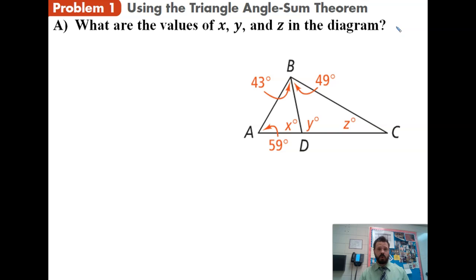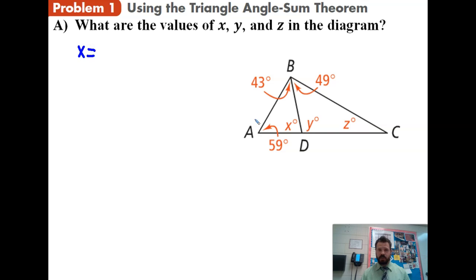Problem 1, part A says, what are the values of x, y, and z in the diagram? And I have a few different triangles here. We have 2 smaller ones, then a larger one if I put them together. And we know some of the angles. We want to solve for some of the angles, and we'll use the triangle angle sum theorem to do that. Okay, there's different ways this problem can work out. Probably most straightforward would be to find just x, y, and z in order. So let's do it that way.